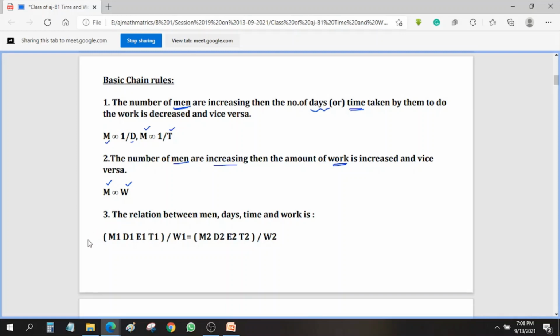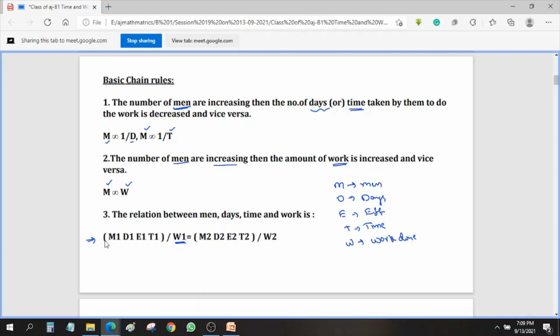Now this one formula we need to remember, as far as men, days and work are concerned: men, days, efficiency and time. M1 D1 E1 T1 by W1. Why have we taken it in the denominator? Because that is the work, the work done by those people. Here M represents the number of men, D represents days, E represents efficiency, and T represents the time in hours. Days and time are a similar kind. Next, W represents work done.